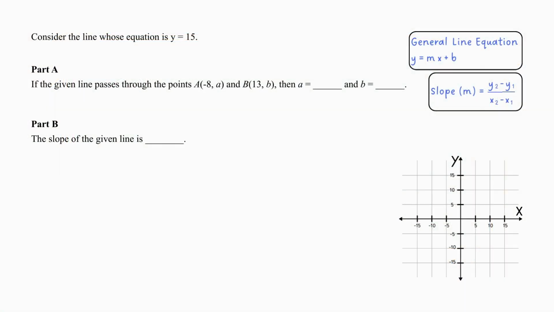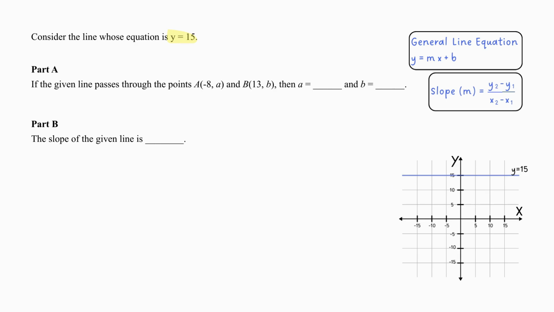Let's look at this algebra question that tells us to consider the line with the equation y equals 15. The rule for this line is, no matter what x is, y must be 15. Keep in mind that any equation that looks like y equals number is a horizontal line. Every point on that line will have that exact same y value.